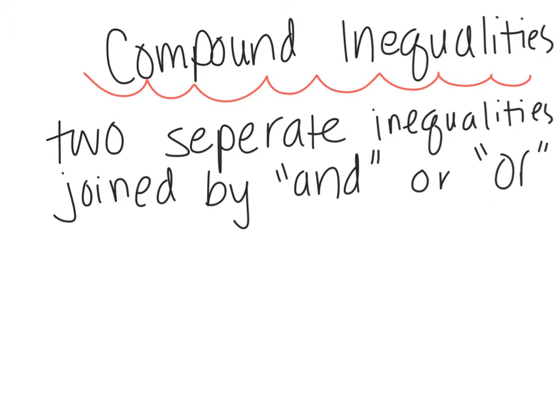Alright, so in this video we are going to introduce the idea of compound inequalities. Compound inequalities are two separate inequalities that are joined by the word "and" or the word "or." Before we've had only one inequality, now we are going to have two inequalities joined by the words "and," or they might be joined by the word "or."